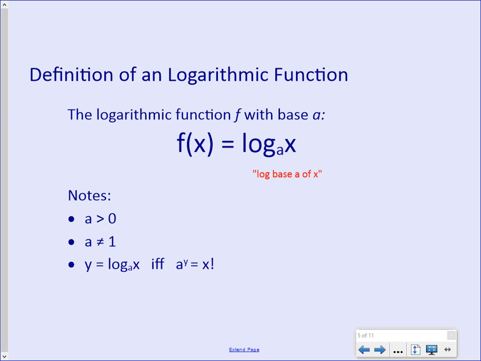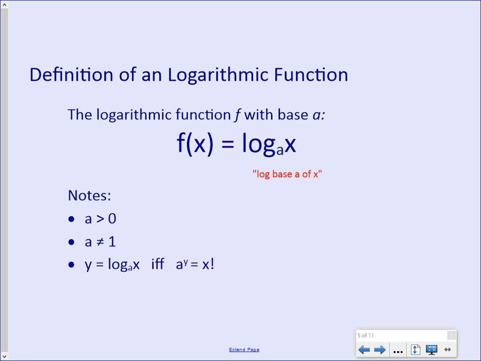This is very similar to the definition that we wrote down the other day for exponential functions, but now we're switching it up to be logarithmic functions. So the logarithmic function with base a is just written as f of x, or y equals log base a of x. Okay, so that's a basic function. And this little red stuff in quotes, that's just how you say it. So you don't have to tell me log with a little 2 and a big 8. You can just say log base 2 of 8. We all know what you're saying.